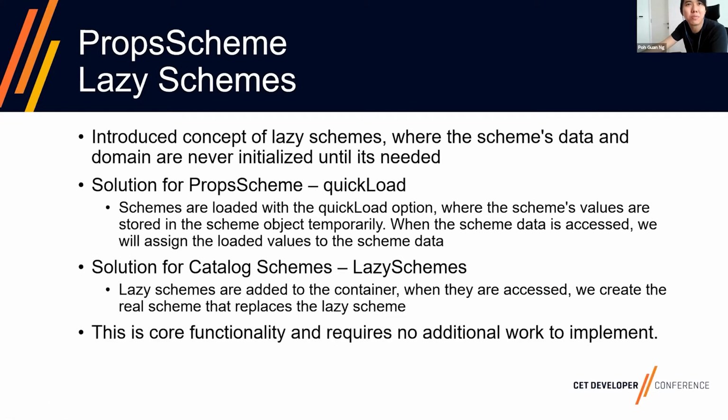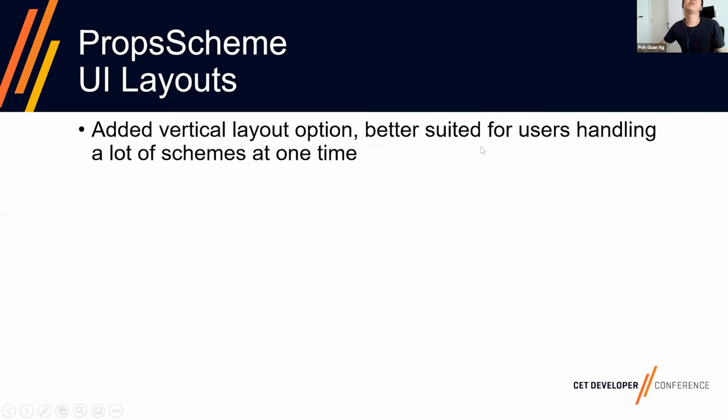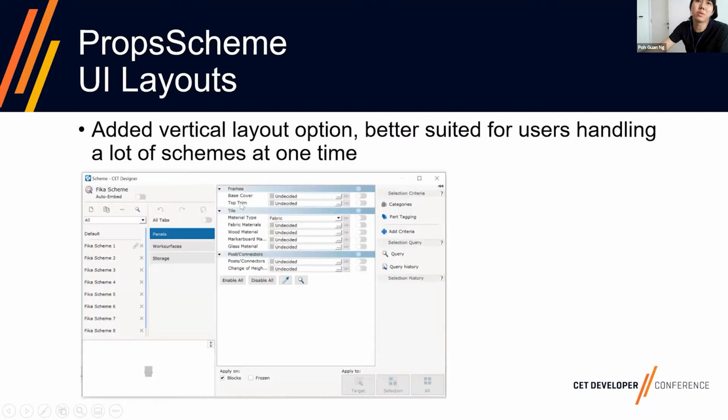So lazy schemes. Okay, UI layouts. This is where I promised to show you some of the things that we talked about. But why did we do this in the first place? One of the feedback we got with the layout before this was that if you have a lot of schemes, the original layout is a little hard to scroll through because it's a horizontal scroll at the top. So we added a vertical layout like this.